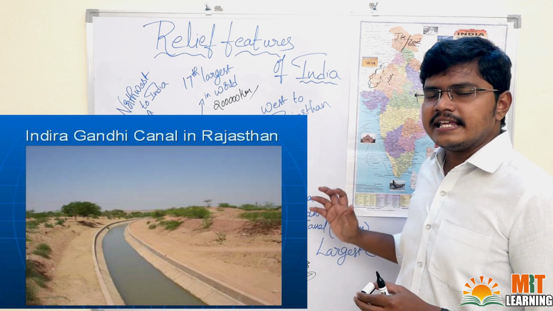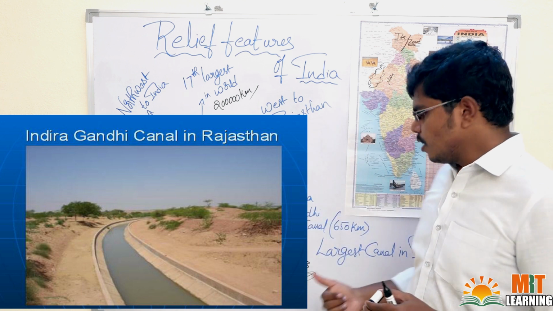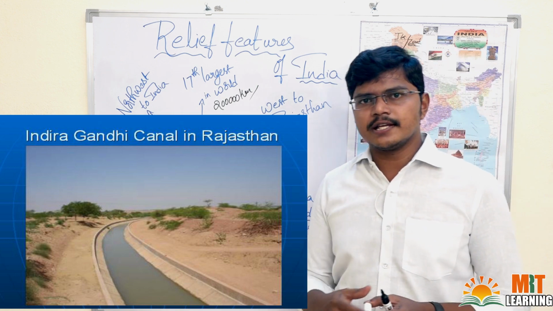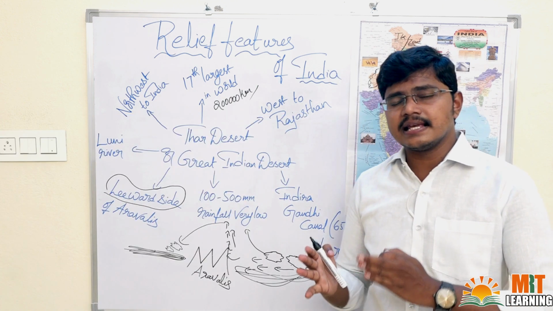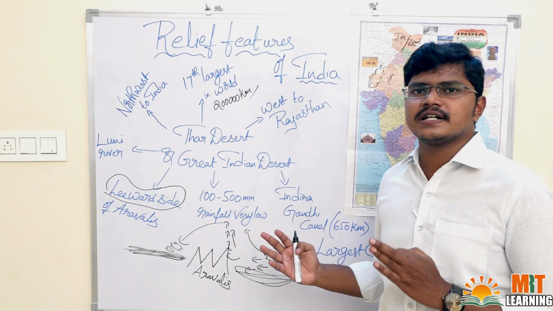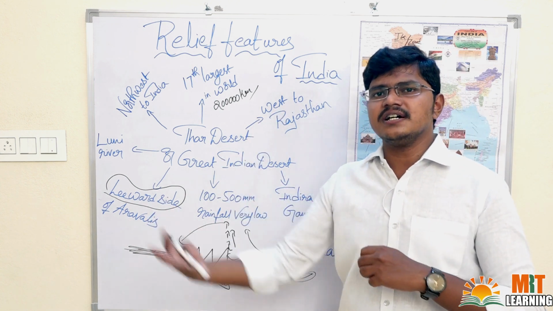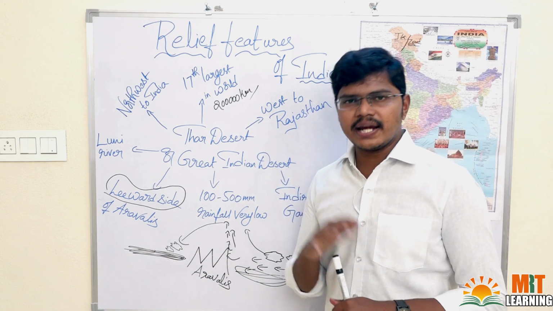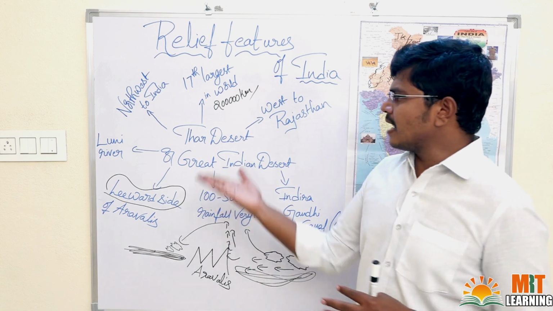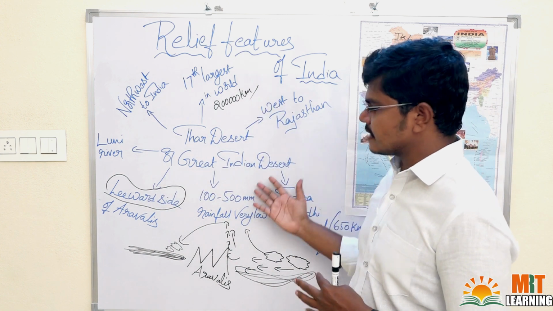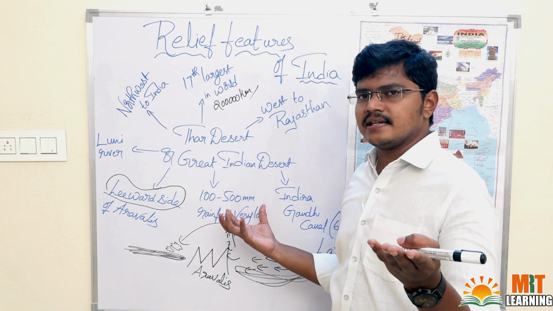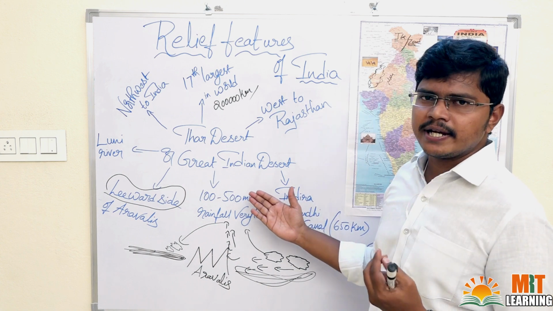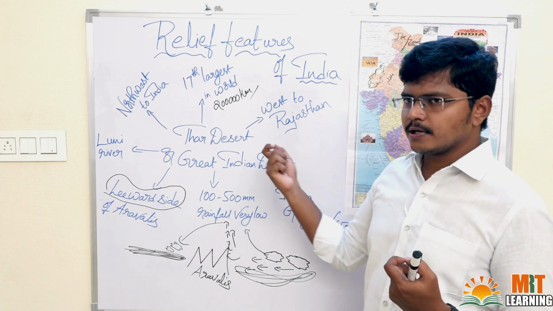The Indira Gandhi Canal is the largest canal in India, with 650 kilometers. How many kilometers? 650 kilometers. It is considered the largest canal, and it is useful for the conservation of water for future use. So this is the complete info about the Thar Desert. It is very important; you have to remember it and make it into a mind map to understand easily. I hope you understand, because I wrote each and every point in a crisp manner so that you can understand.